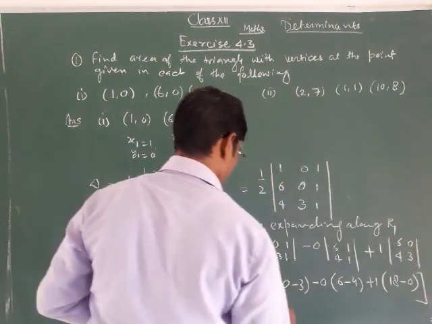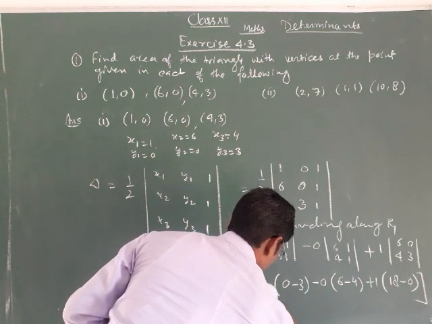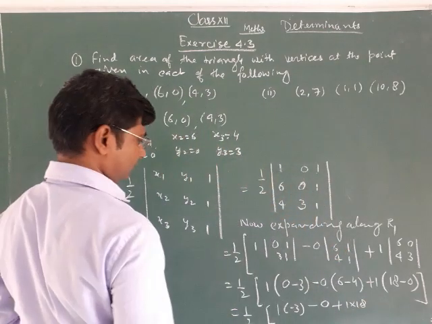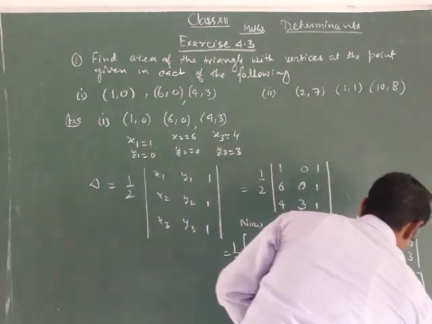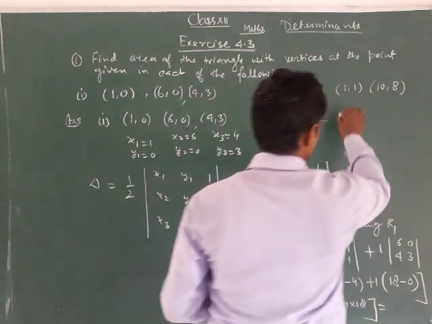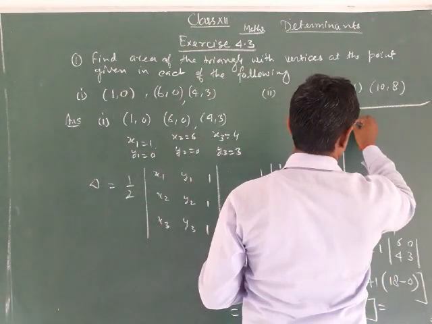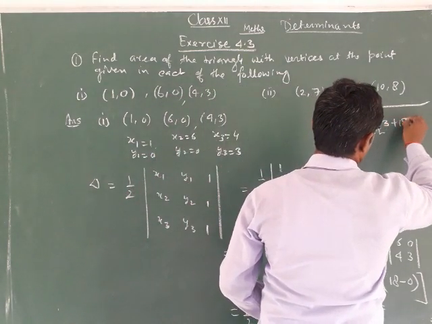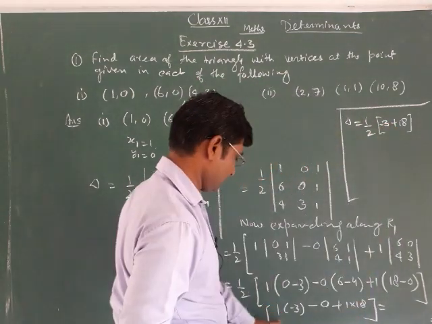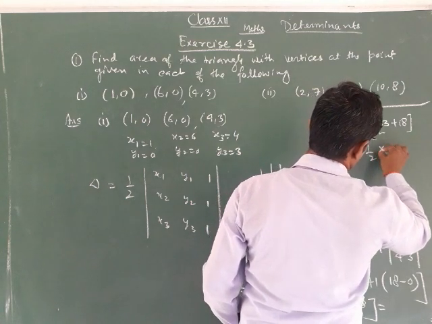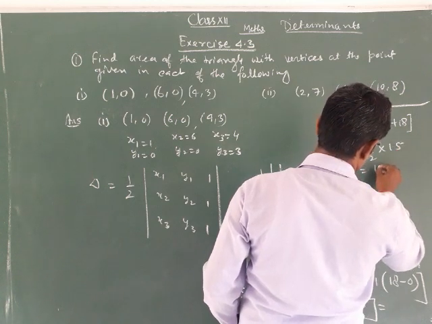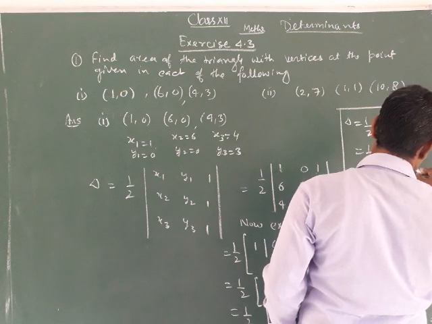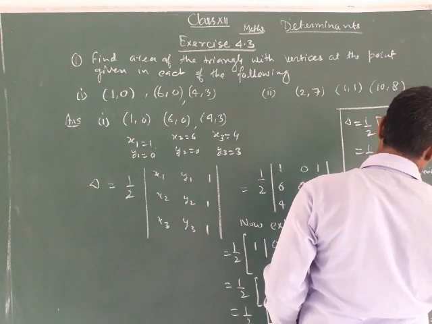So 1 by 2 times (minus 3, and this is 0, and plus 1 into 18) is equal to 1 by 2 times (minus 3 plus 18), which is 1 by 2 into 15, equal to 15 upon 2, which is 7.5 square unit.